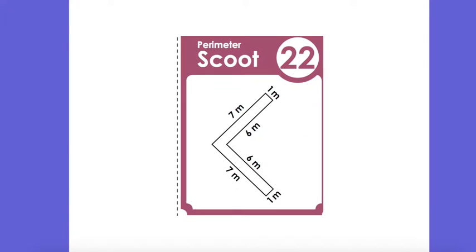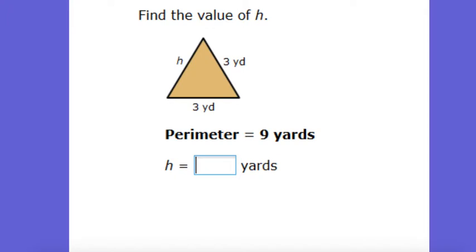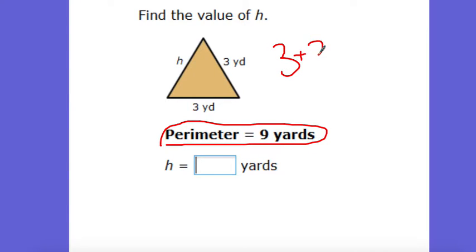Awesome. Let's skip to a few different ones. Let's look at this one. Okay, this one says the perimeter is 9 yards. That means this 3 plus this letter H is equal to 9. So 3 plus 3 plus the letter H is equal to 9. So we have to figure out what this H has to be so that it actually does have a perimeter of 9. So 3 plus 3, 1, 2, 3, 4, 5, 6, I know is 6.